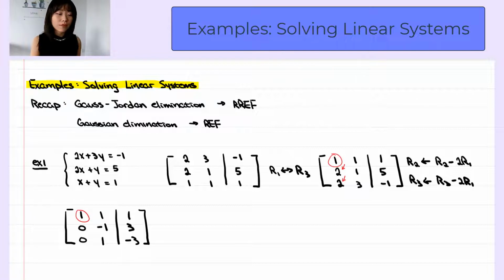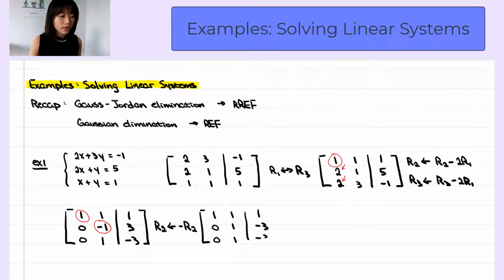Now let's move on to the second pivot. The second pivot will be in row 2, but we want our pivot to equal 1. So what we can do is replace row 2 by negative of row 2. Then the matrix becomes 1, 1, and 1, 0, 1, and negative 3, 0, 1, and negative 3. So we have our first pivot and second pivot both equal to 1.